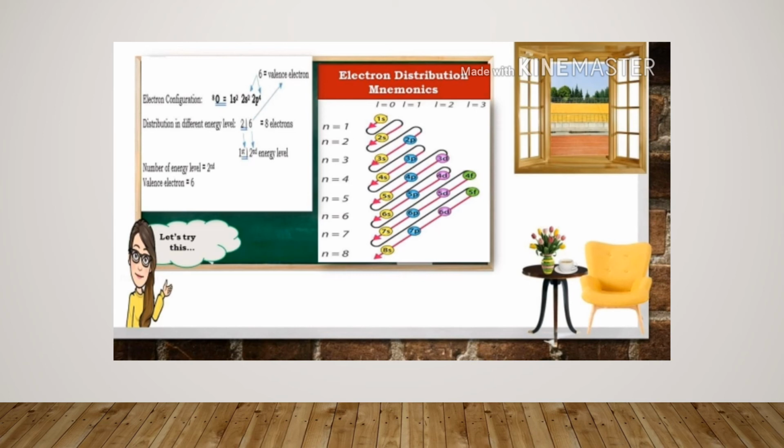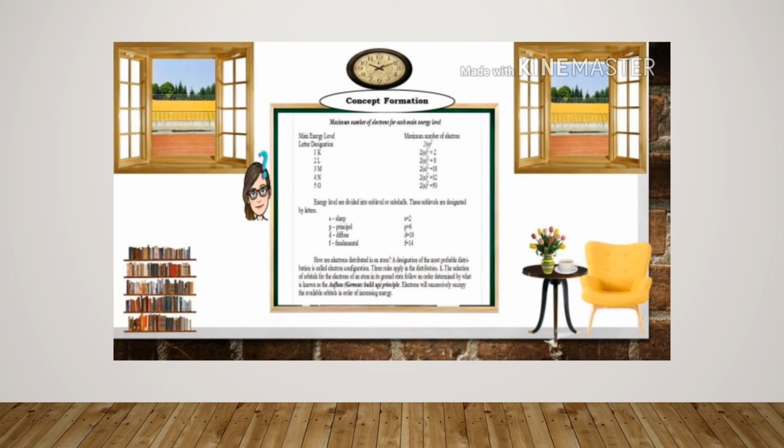1s represents the first main energy level, occupying the s sublevel of the first main energy level. So the distribution of electrons will be 2 and 6. For the concept formation, again, there are 7 main energy levels, and these are designated by the letters K, L, M, N, O, P, and Q.